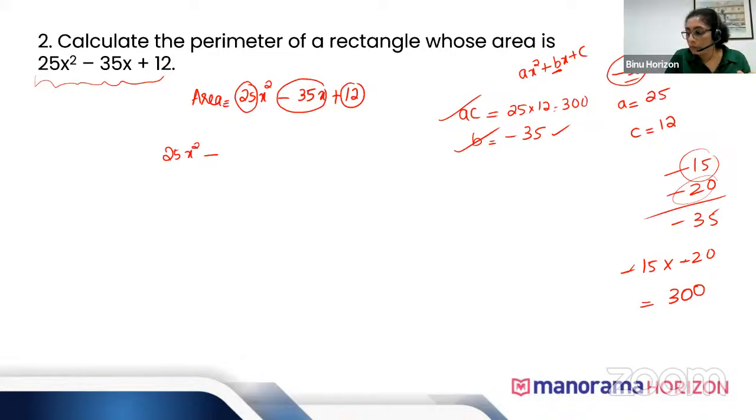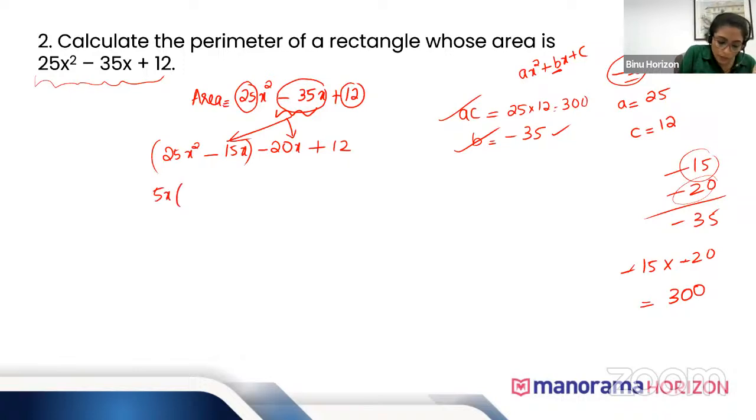How will you write it now? 25x square minus 15x minus 20x plus 12. So you have split the 35 into two terms. Understood? Now you just have to solve it. Take the common term. 5x is the common term. So what remains is 5x minus 3: 5 into 5 is 25x, minus 5 into 3.